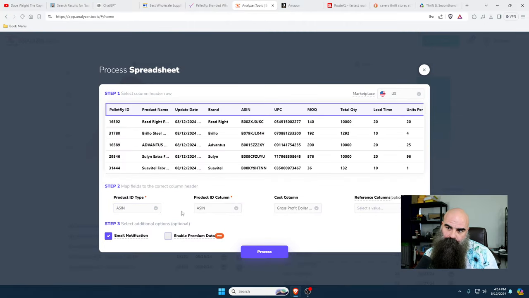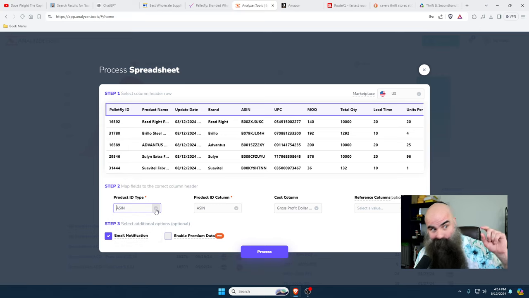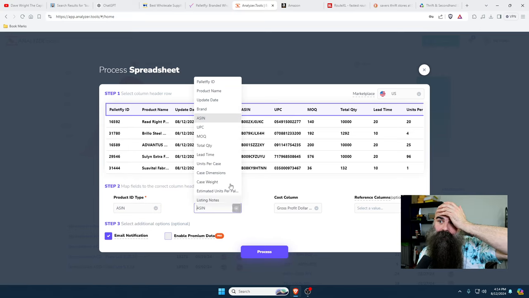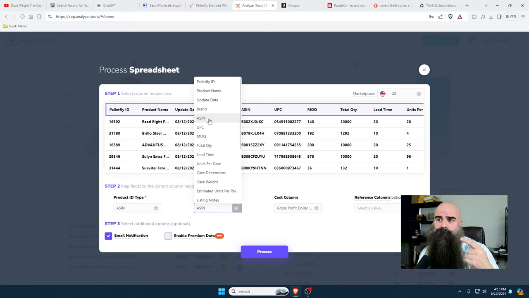Now we decided that we're going to use the ASIN as the product identifier. It gives you the choice to use an ISBN if you were doing books, or UPC or EAN, which is the European equivalent to a UPC. But we're going to use the ASIN because, if you remember when we looked at that spreadsheet, all the ASINs were filled in, but only some of the UPC codes. So you want to make sure you're telling it where to go. You identify by ASIN, and then it asks what column that's in, and it's in the column marked ASIN.